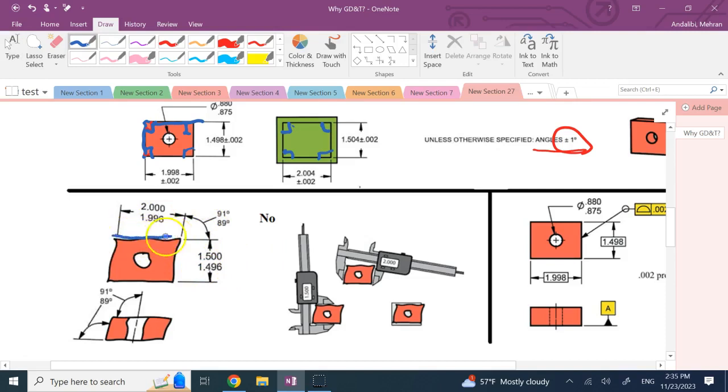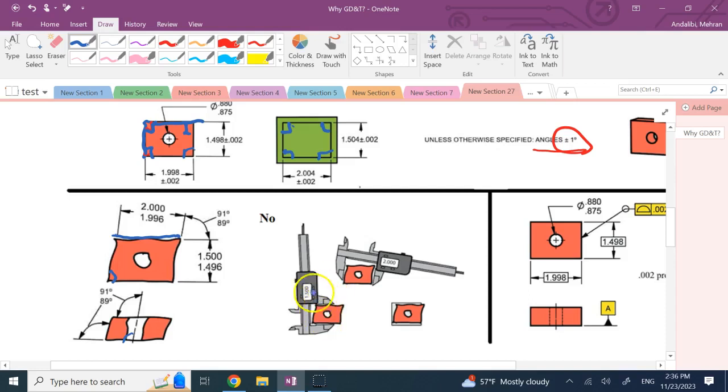So in this case, these ups and downs and these angles, and not only that angle in 2D, in 3D also, when you look at the side view, instead of this axis being 90 degrees with respect to the bottom plane, it's also at 89 or 91 degrees. That is another one. So all of these deviations will make your part not be able to fit inside that green box.